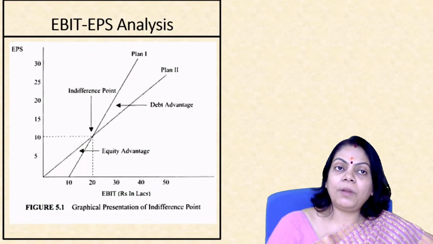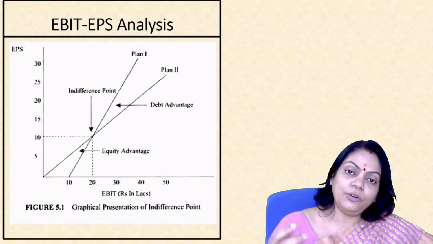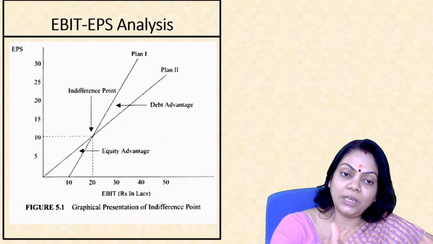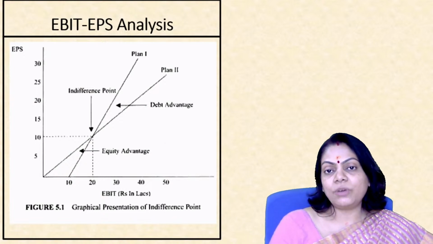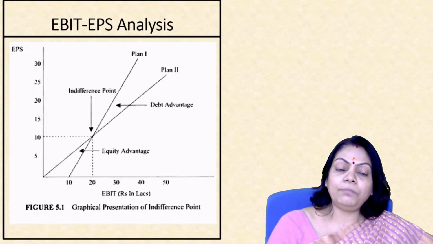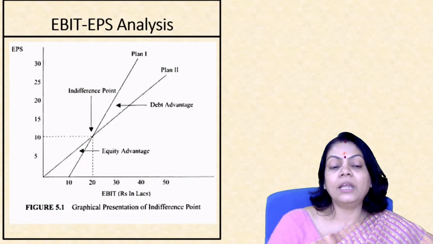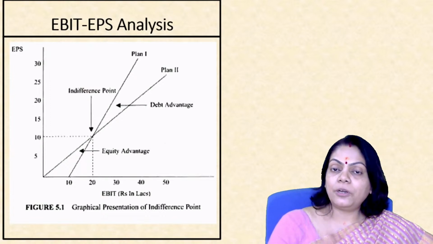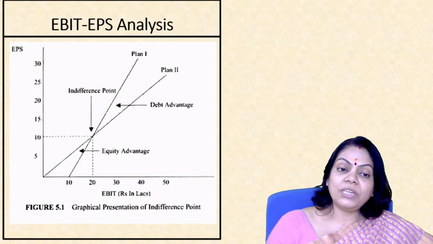Next, you pick up another plan, the 30% debt plan, change the various levels of EBIT, and you go on generating the various EPS, and then you plot it on this graph. So for all the 7 financial plans, you can generate 1 line each. I have not plotted each one of them because that will make the graph clumsy and it will be difficult to explain. So what I have done is picked up 2 plans and I'm trying to explain what is happening here.